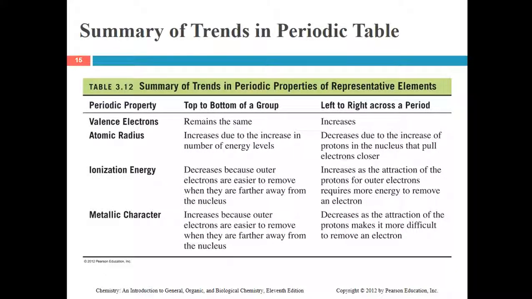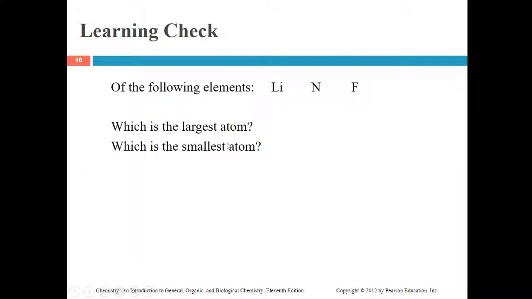So let's look at the summary of trends in the periodic table. We talked about the valence electrons and we talked about atomic radius. Those are the only trends we need to worry about in this class. So let's see if we can do these. Put this on pause and answer these questions.